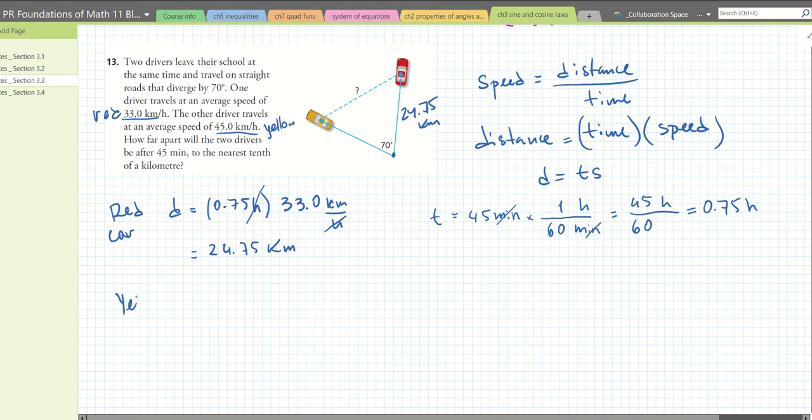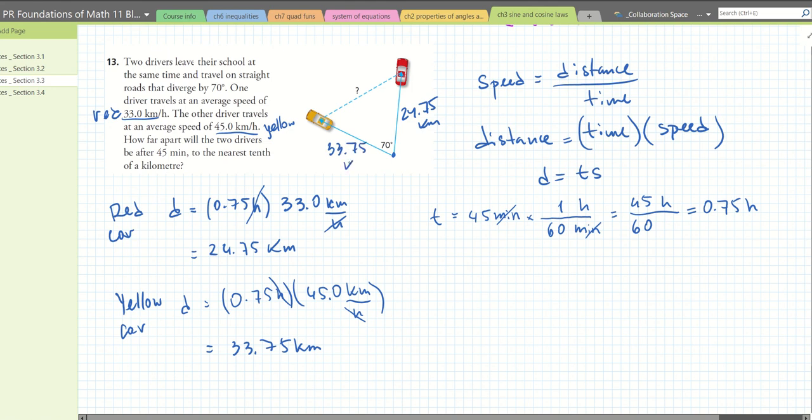So the yellow car, the distance is going to be 0.75 hours times the speed, which was 45 kilometers an hour. Again, hours and hours will reduce away. You're left with 0.75 times 45, which is going to be 33.75 kilometers. So that's going to be the yellow car. So this is 33.75. Okay, so now we know two sides, we know the angle.